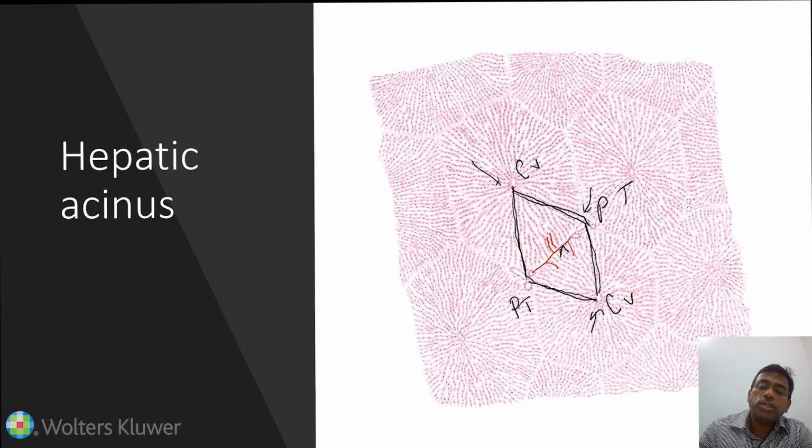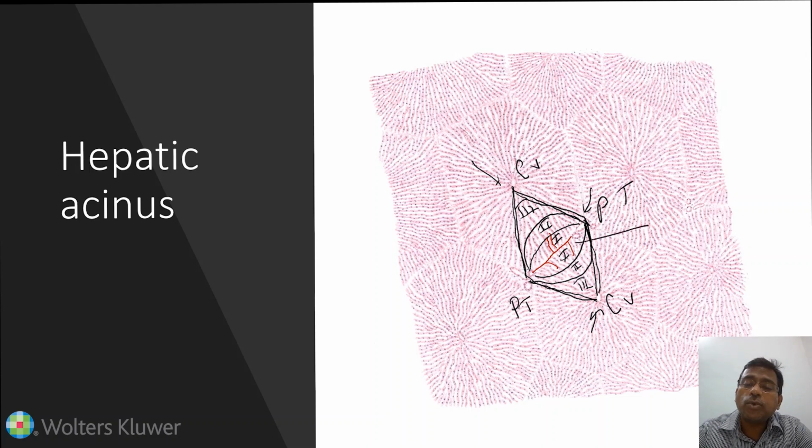So based on the delivery of oxygen and the nutrients, three regions have been defined in the acinus. Three zones. So that's the first zone. That's the second zone. And that's the third zone.